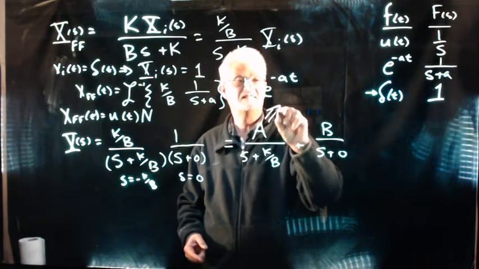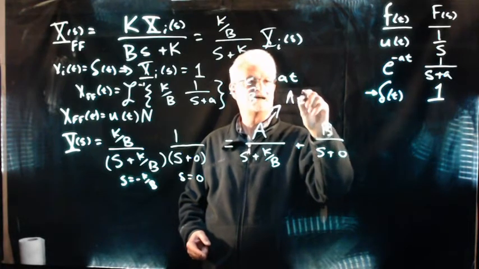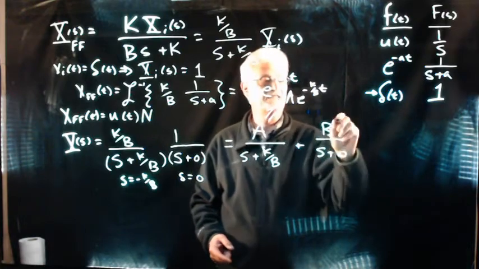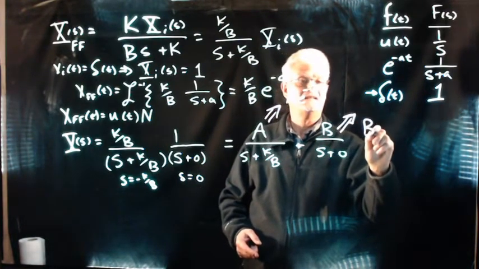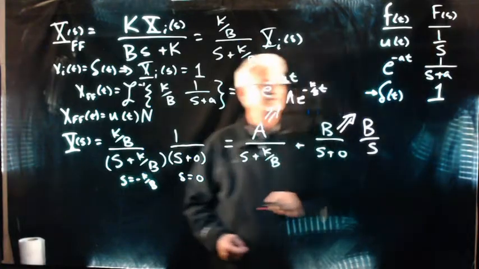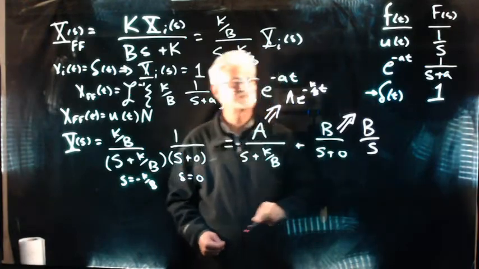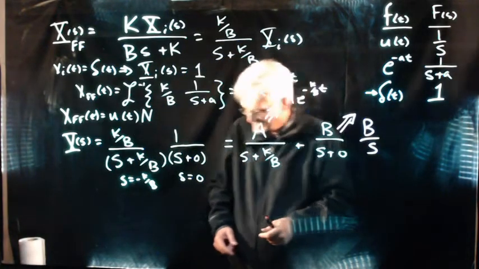This one would be easy. It would just be a e to the minus k over b times t. And this one would be easy too, because it would just be b over s, right? Because I just do the inverse Laplace transform of that. And so now if I can break it into these two parts, I'm in good shape.